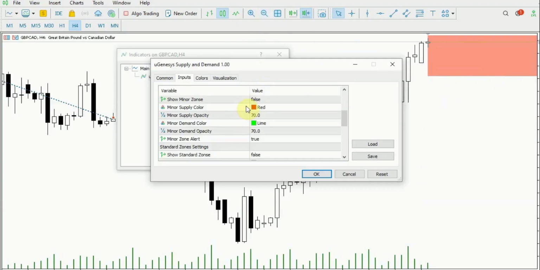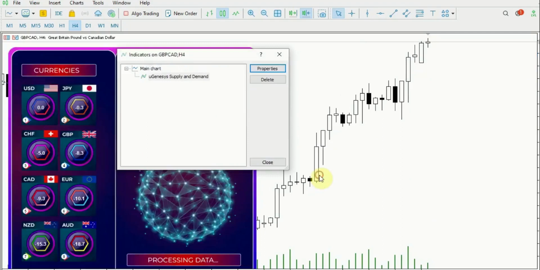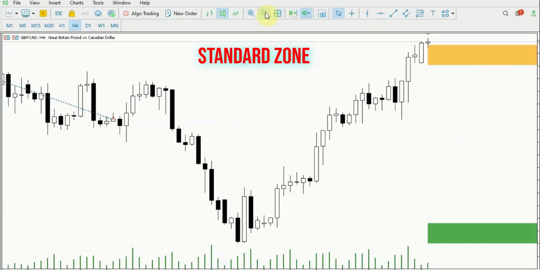And finally, our standard zone. So we'll keep the show minor zone as false. We'll change the show standard zone to true, and also change the show major zone to false and hit OK. So there we can see our standard zone now. So there you have all three zones individually, okay? But earlier when I displayed all the zones at once, you may have noticed an interesting phenomenon when the zones intersected with each other.